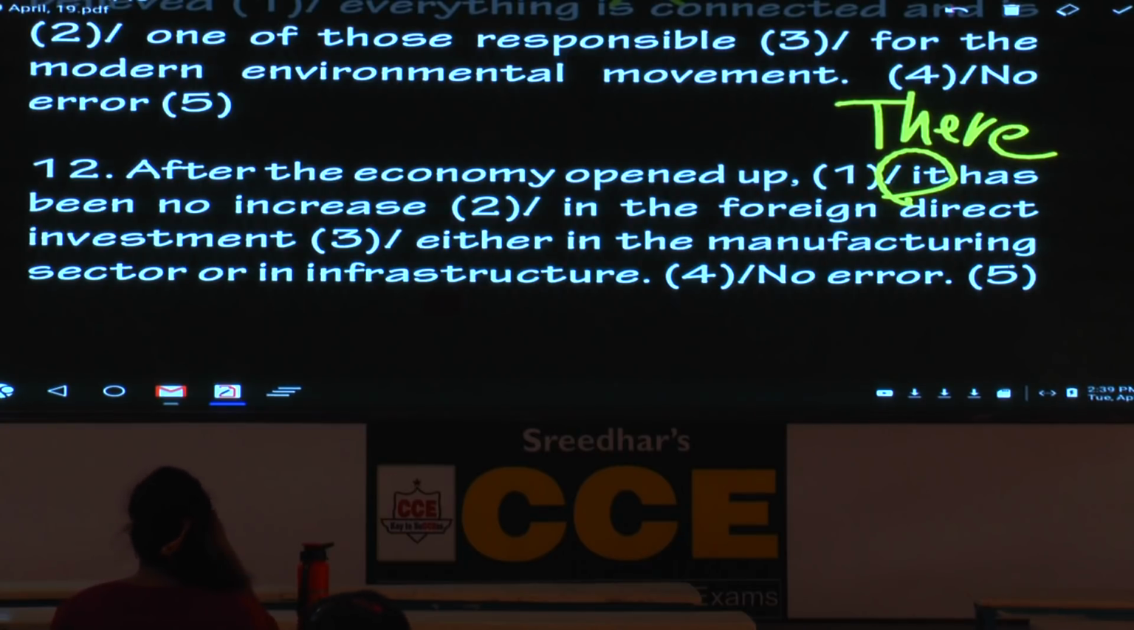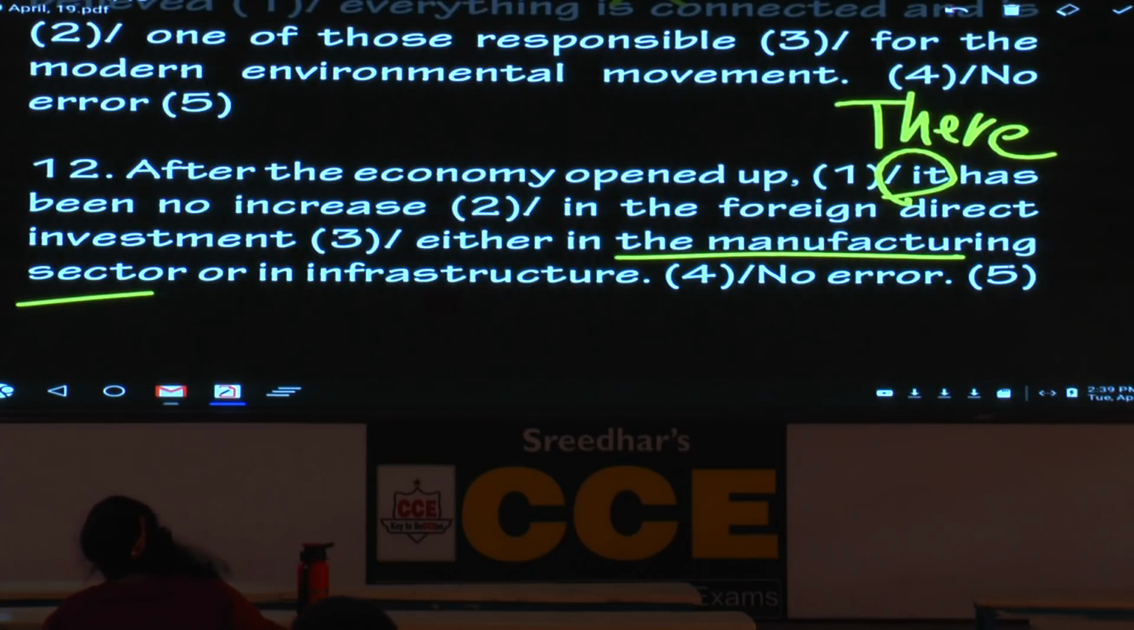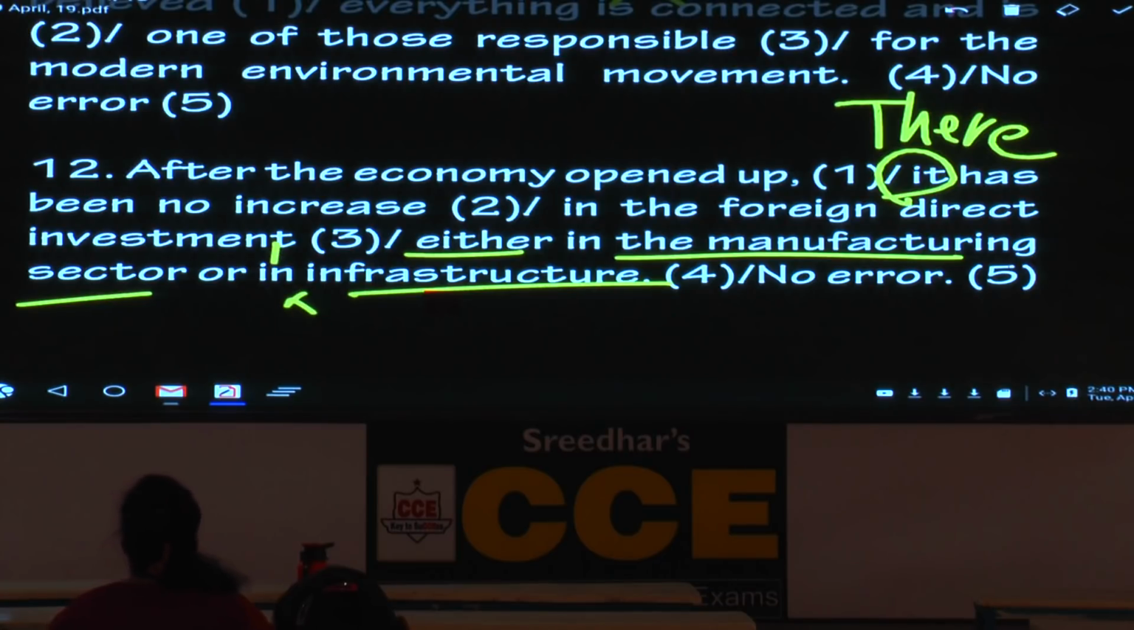Usual pattern. But that is not the error. It has been no increase. It has been what? No increase. And this question is related to parallel expression. Go to the 4th part. First you underline the manufacturing sector. Also underline the word either. Either in the manufacturing sector or what? In the infrastructure. What is missing here? The definite article the is missing. Parallel expression. The manufacturing sector, the infrastructure. How many of you have got this one right?